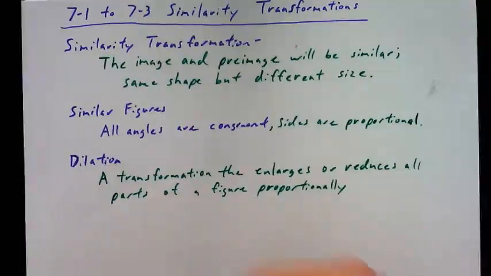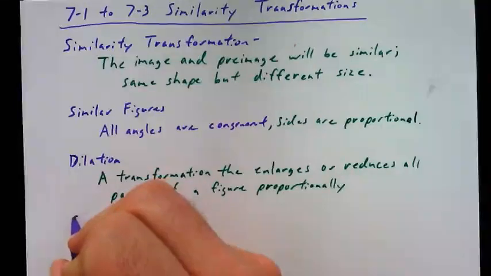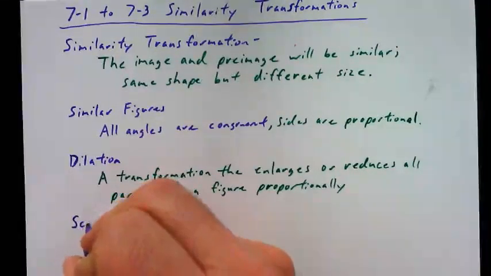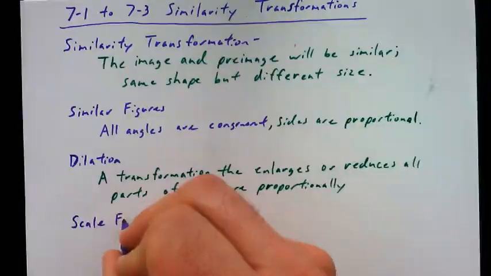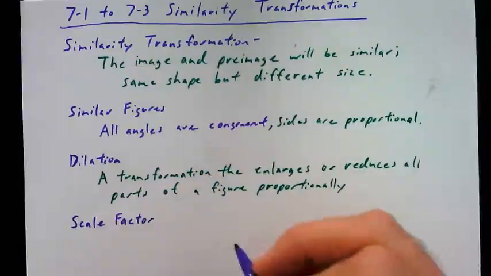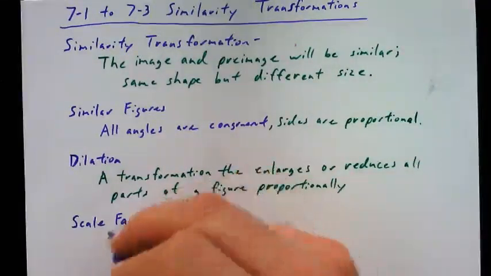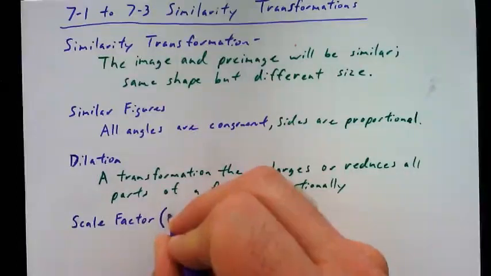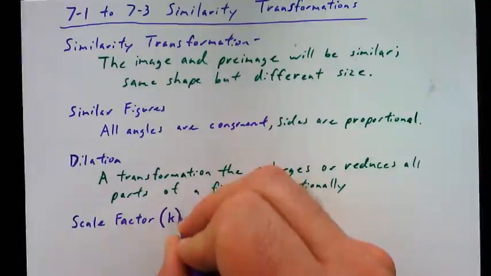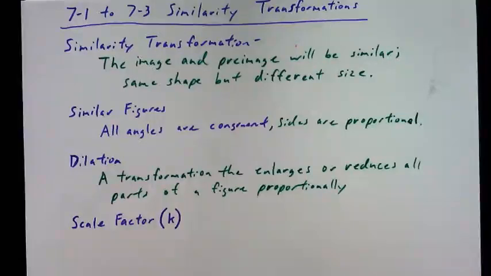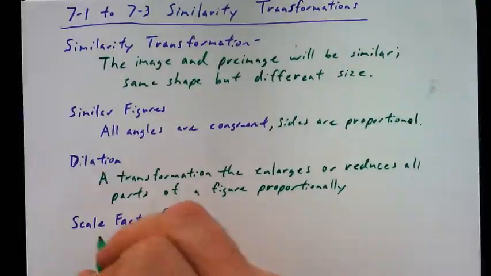So now, this ratio that we're using has a specific name. It's called our scale factor. And as far as variables go, whenever we talk about scale factor, the letter that's normally used, they can use some other letters, but most of the time they use the letter K to represent scale factor. Don't really have a good reason for that. It's just what it is. So, the scale factor is the ratio of the image to the pre-image.